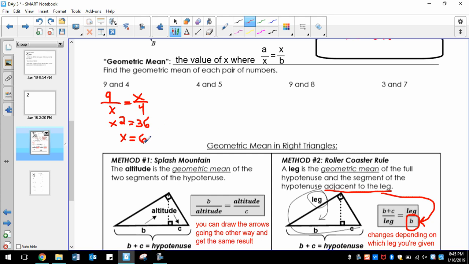Technically it's 6 and negative 6, but we don't want the negative one, right? So it's just going to be x equals 6 as your solution. And that's really all you have to do, and it's a straightforward question where they just want to know the geometric mean between two numbers.